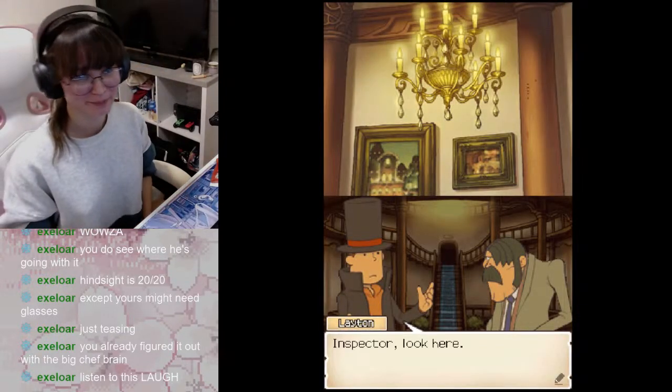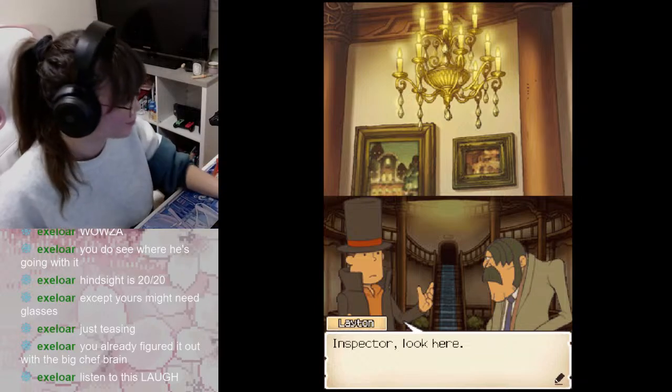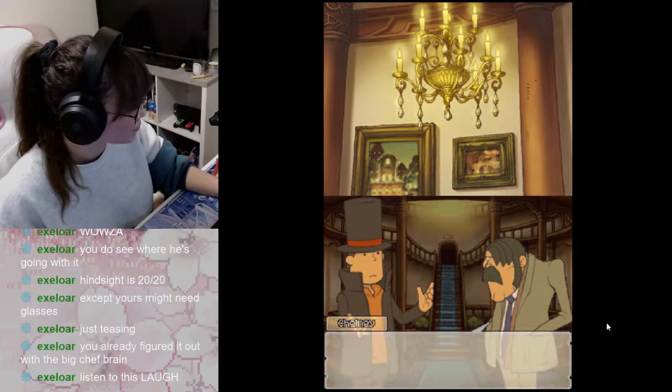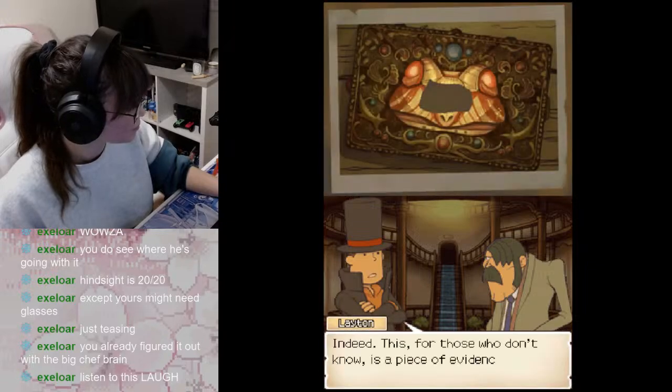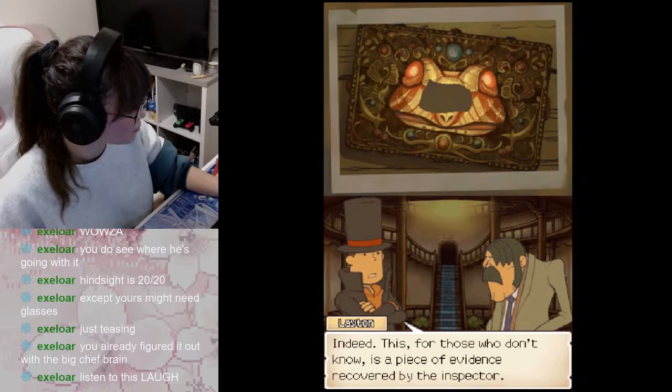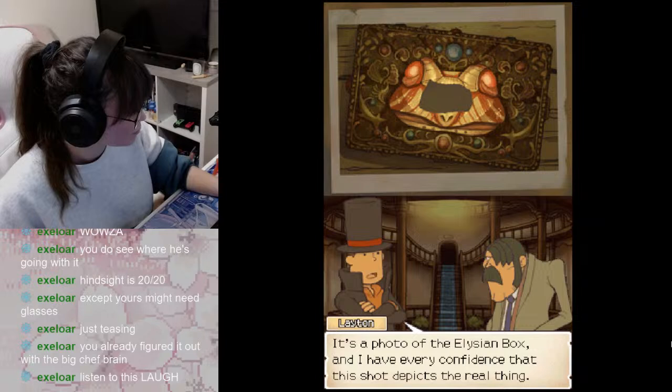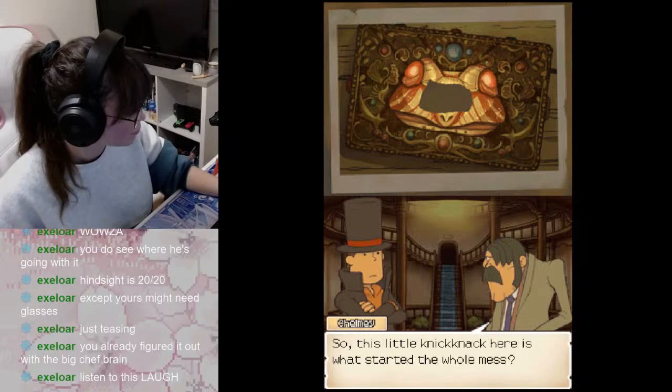Inspector, look here. Uh-huh. That's the photo I dropped. Indeed. This, for those who don't know, is a piece of evidence recovered by the inspector. It's a photo of the Elysian box, and I have every confidence that this shot depicts the real thing. So, this little knick-knack here is what started the whole mess?